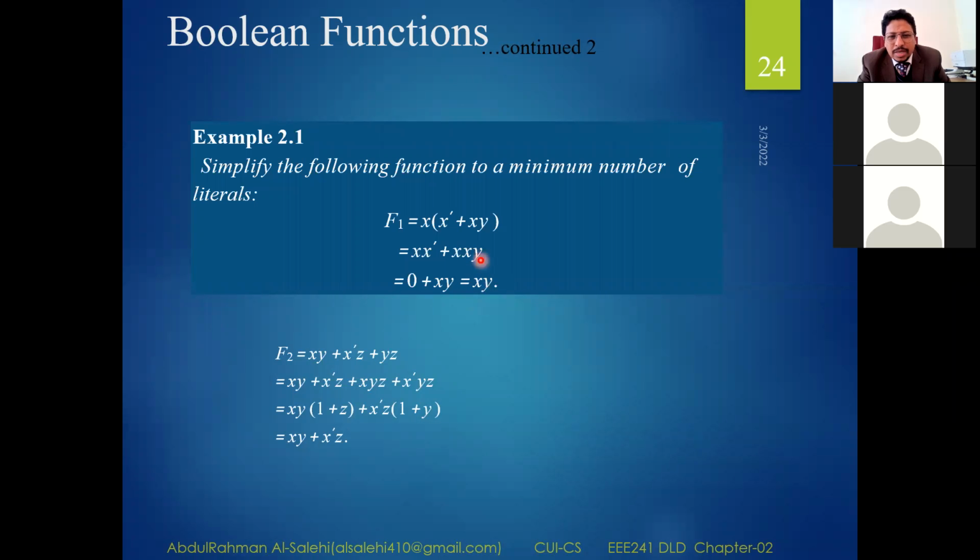How do we reduce it? This is mathematical manipulation. We will multiply x into x prime, and from this part we will get 0, and then we will multiply x into xy, which will give me xxy, or it is xy as we explained before. x into x is equal to x, not x squared, and x plus x is equal to x, not 2x. Okay. Similarly, if you go for the second example here, you will find the same thing.